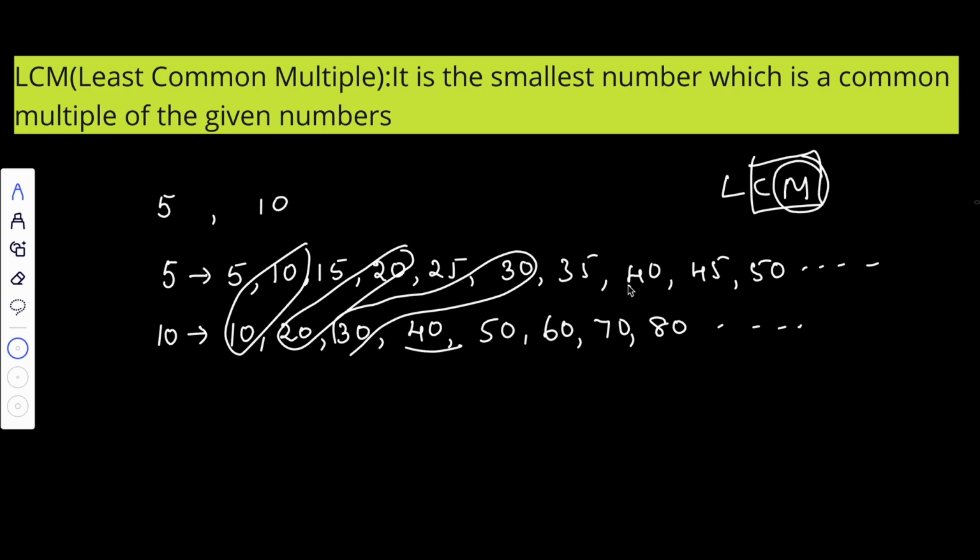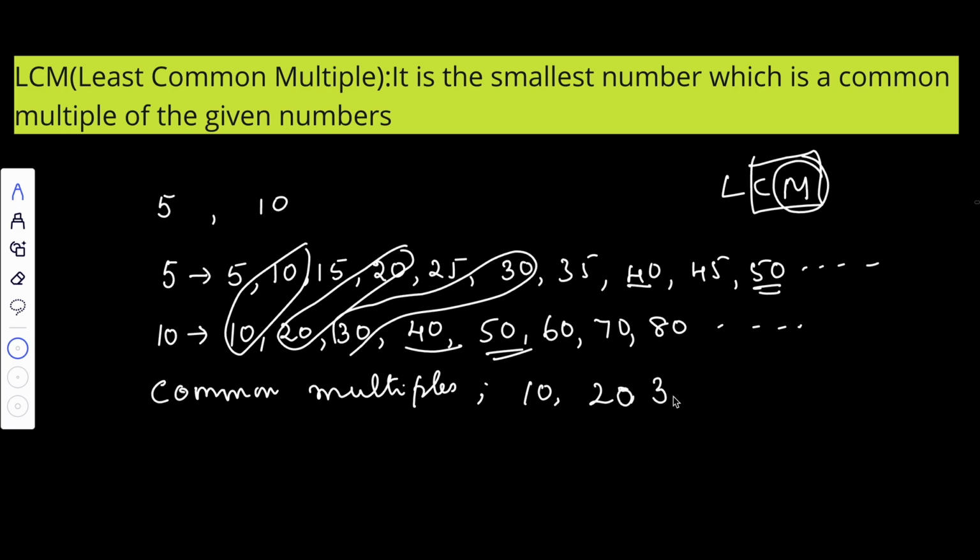Even we can see 40 and here 50. So common multiples are 10, 20, 30, 40, 50, and this one also, it is still infinite. Now, out of that, which is the lowest one, smallest one, that is the LCM. So LCM is 10.